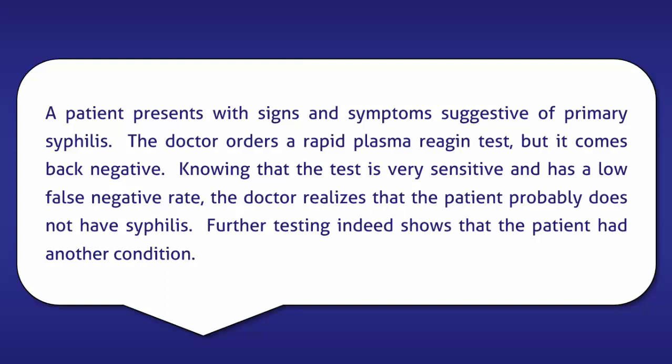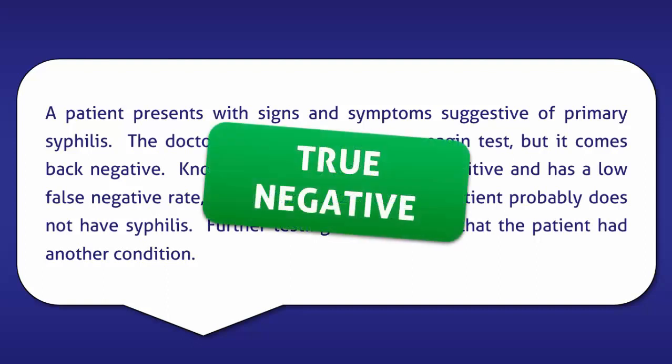Further testing indeed shows that the patient had another condition. This is an example of the ability of a very sensitive test to rule out a disease based on its very low false negative rate. Another example would be the ability of a negative D-dimer test to rule out a deep venous thrombosis.